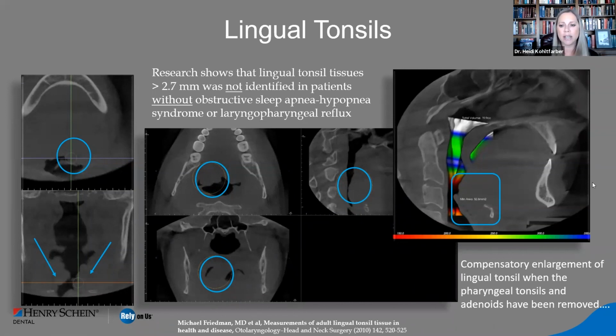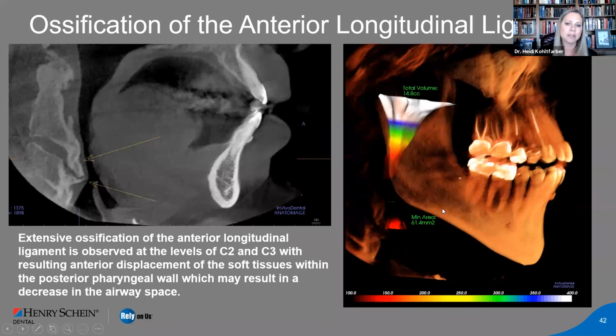It almost becomes more dangerous because it moves your obstruction down lower within the airway space. So if the kid is still saying, hey, I'm having a really hard time breathing, sometimes we have to image them again and see if we might have a compensatory enlargement of the lingual tonsils. So just something to think about.